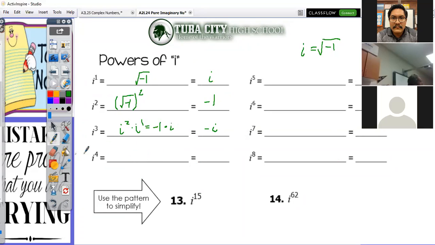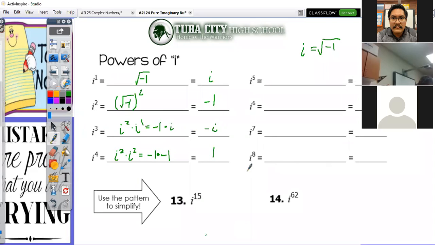All right, now time for i to the 4. If I have i squared times i squared, that will give me i to the 4. The reason I chose i squared is because I know that i squared is equal to -1. So this is just like saying -1 times -1, and we know a negative times a negative is positive. So we end up with +1.